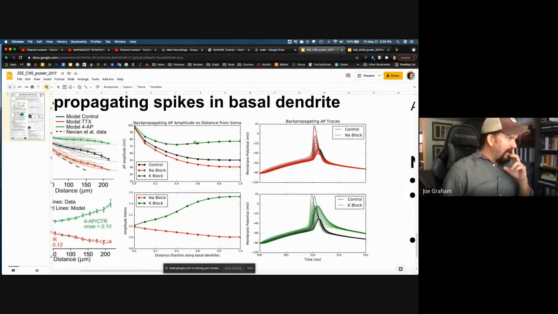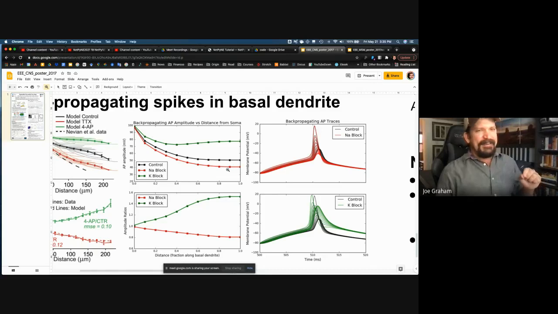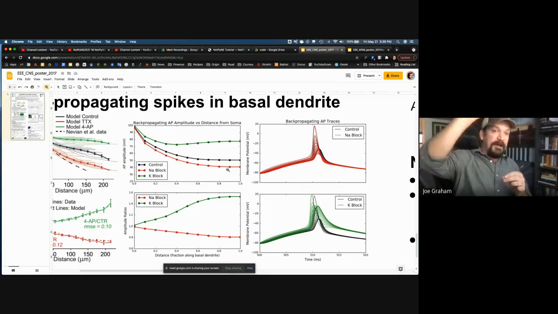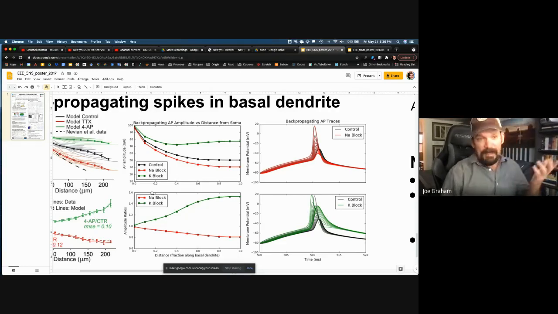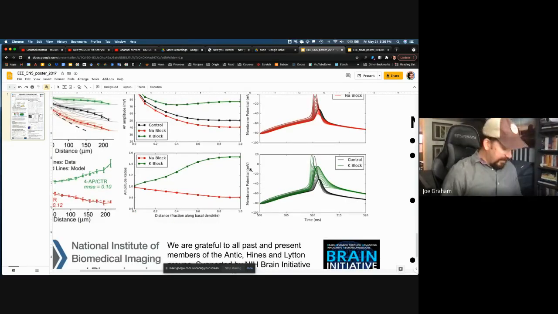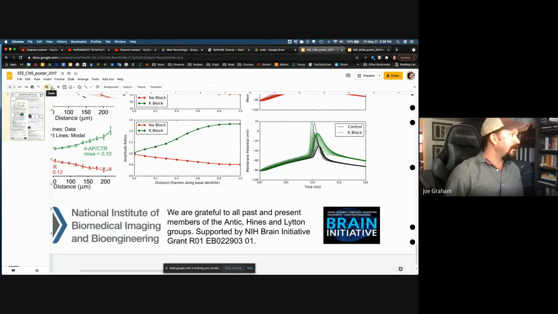Yeah, the potassium is always on the top, and the sodium is on the bottom. Which makes sense, because if we're blocking sodium, that's going to block the action potential amplitude. It's going to be lower. The potassium block is going to stop the fall after the sodium has caused it to spike. If you block potassium, it's not going to come down nearly as quickly. And so we got experimental data, and we modeled that pretty well in a fairly simple model. So we sort of validated our model a bit there.